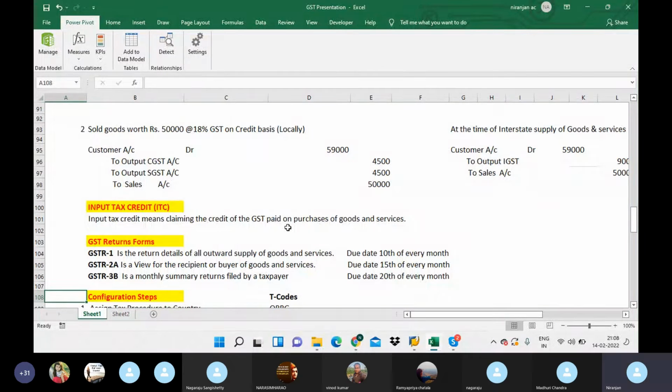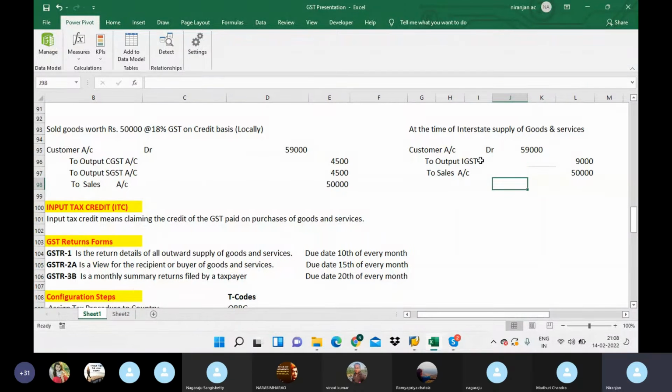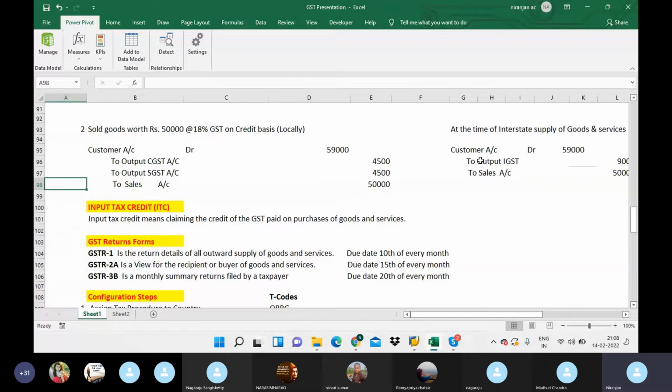And at the time of interstate supply, suppose the same transaction from Andhra to Telangana or Karnataka, from one state to another state, supply of goods and services. The entry will be: customer account debit 59,000, to output IGST 9,000, to sales account 50,000. This is the common entry when transactions happen from one state to another state.